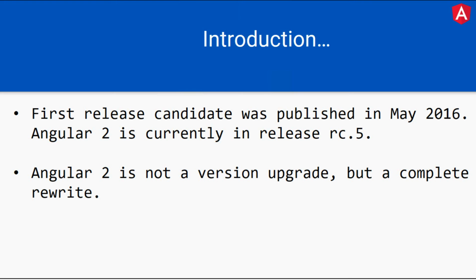Sorry about that. Okay, the first release candidate of Angular 2 was published in May 2016, and the current stable version is RC5. It was released very recently. Again, this is not just a simple version upgrade. This is a huge change, completely. So that's about the introduction.